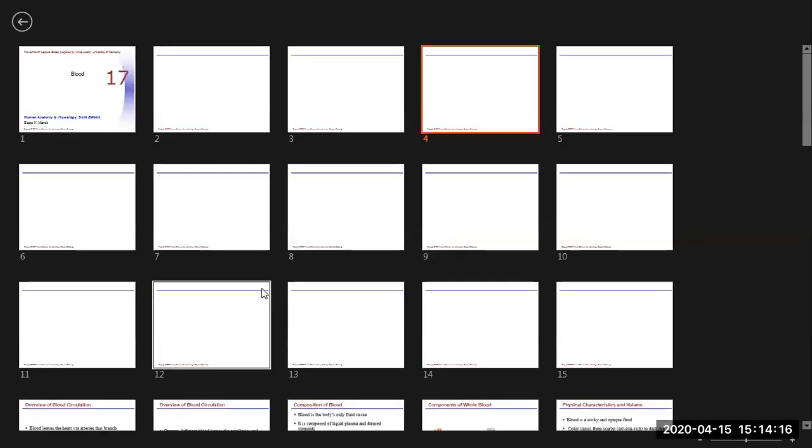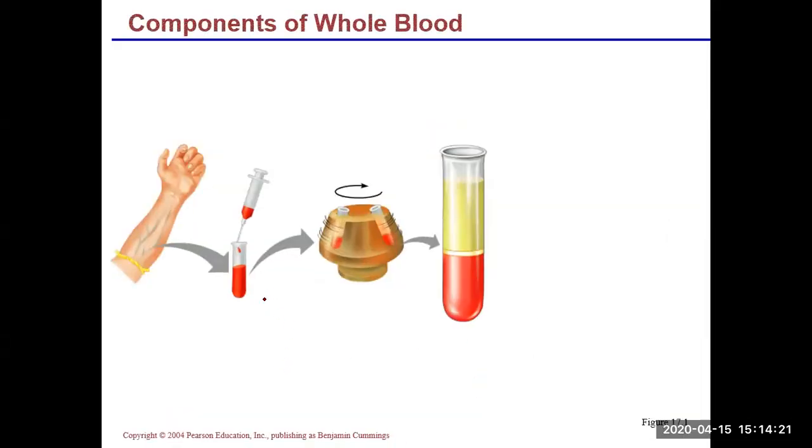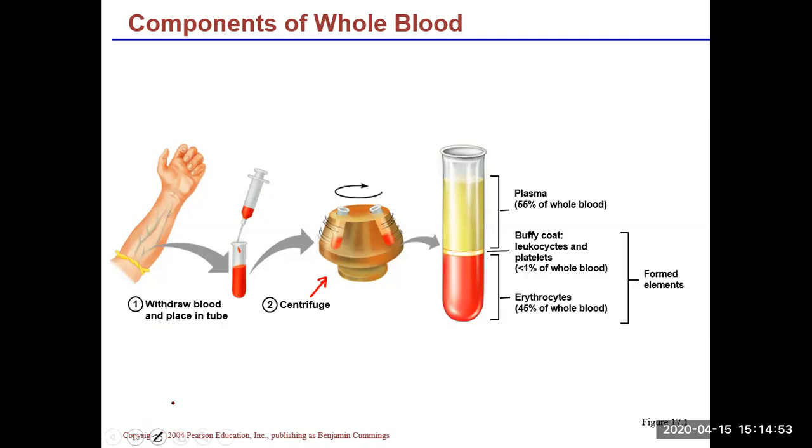Let's take a look at this hematocrit. Blood from an individual is withdrawn and then placed into a centrifuge machine. The centrifuge rotates this vial at a high RPM. After a minute or so of rotation, all the heavy stuff will go towards the bottom, and the lighter stuff stays on top. The lighter stuff staying on top is the plasma. So here's the 55%.